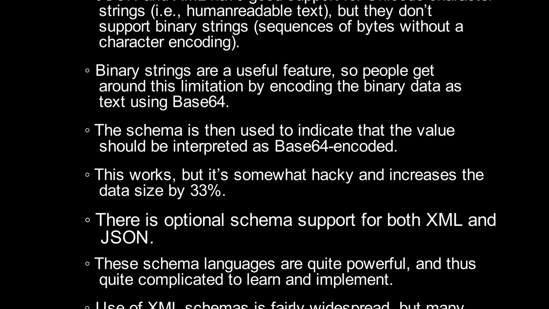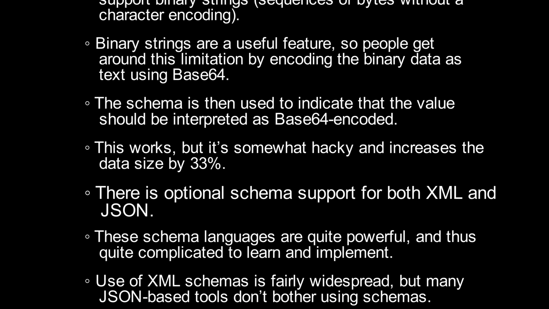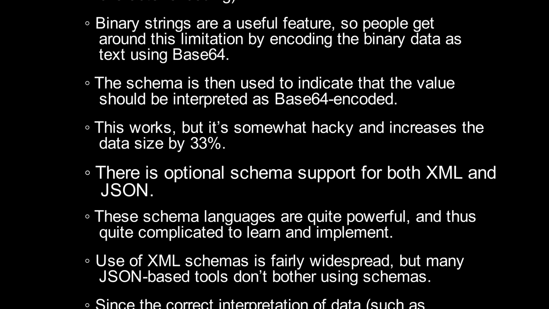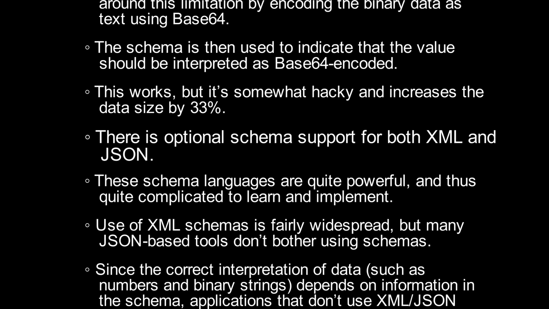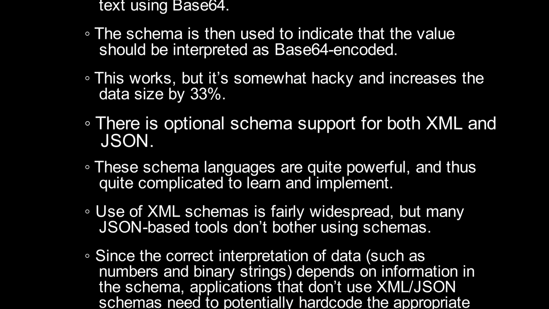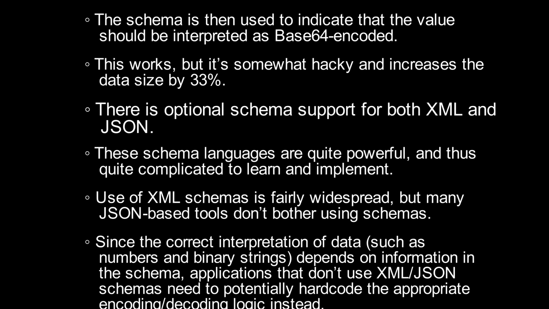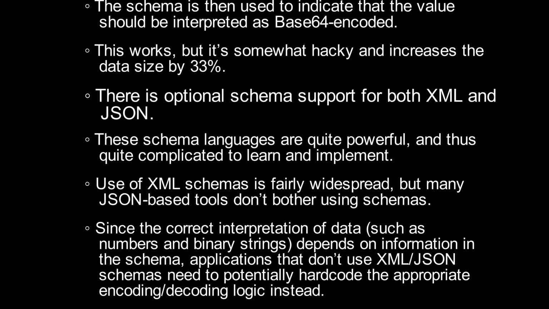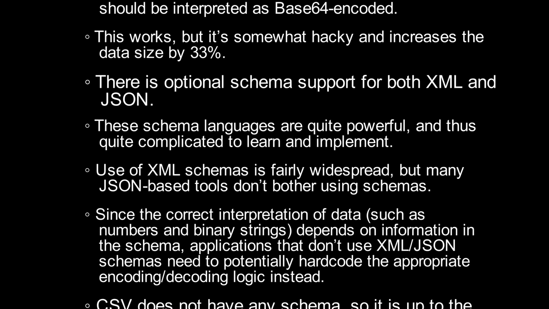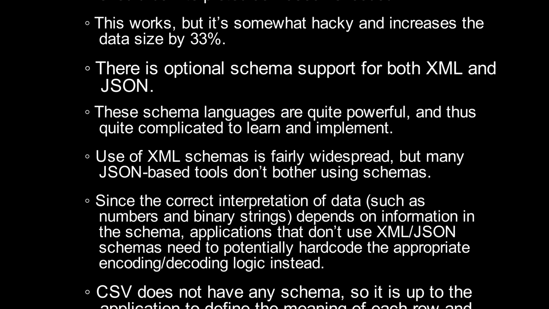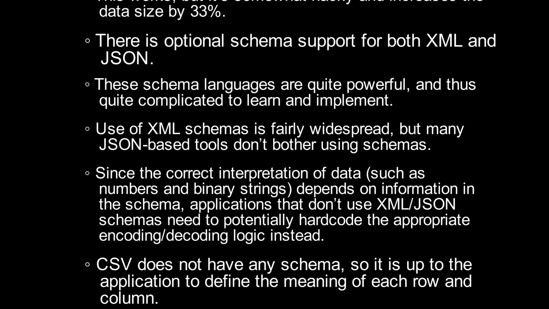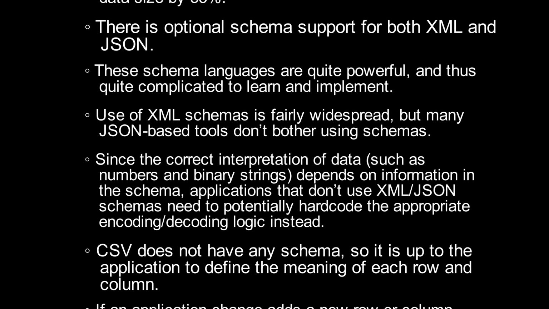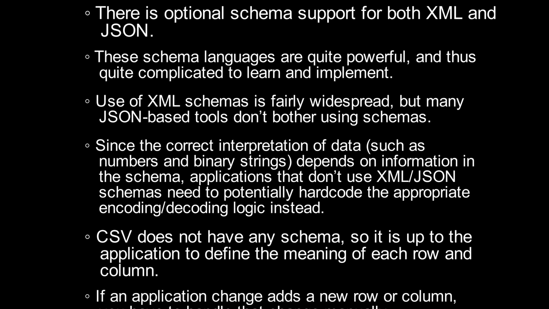There is optional schema support for both XML and JSON. These schema languages are quite powerful, and thus quite complicated to learn and implement. Use of XML schemas is fairly widespread, but many JSON-based tools don't bother using schemas, since the correct interpretation of data such as numbers and binary strings depends on information in the schema. Applications that don't use XML/JSON schemas potentially need to hardcode the appropriate encoding/decoding logic instead.